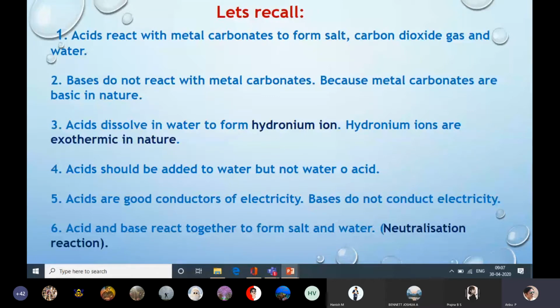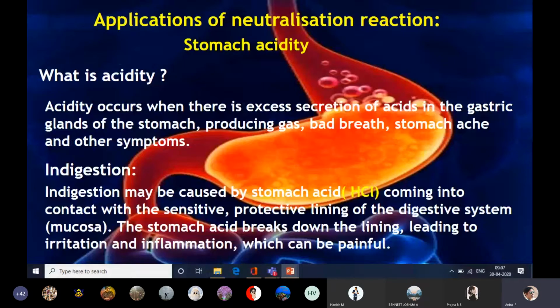So now we are moving to part 4. We know what neutralization reactions are. How are these neutralization reactions very useful in reducing stomach acidity? That is what we are going to see now. So first let us try to understand what acidity is, and what is happening in our stomach. We all know that before the food gets into the stomach, it travels along the esophagus.